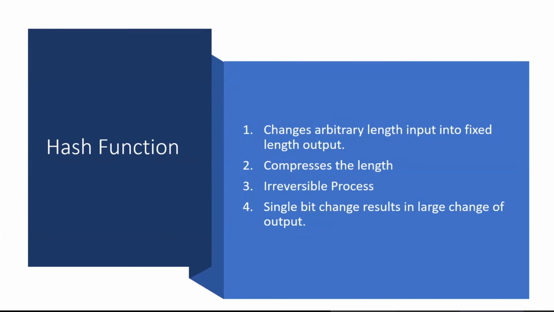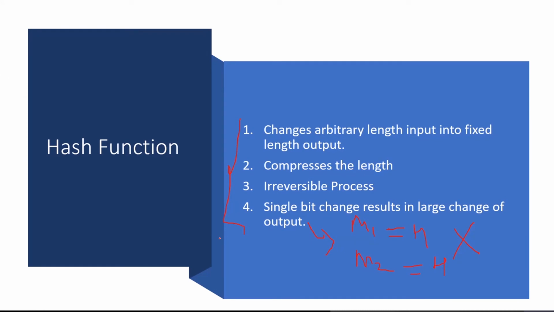Fourth is a single bit change in the value of the message. If even one bit in the message is changed, there is a tremendous change, a large change in the hash value. That means no two distinct messages will have the same hash. Now let us see our first algorithm that makes us achieve all these four properties.